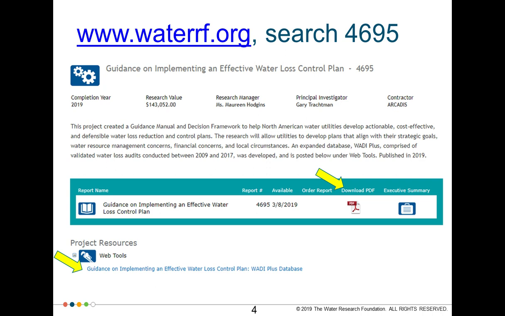And as a parting comment, water loss control is always evolving as we learn more. And I think a main point of water loss control and why it's important to utilities is that we want to make informed and cost-effective decisions for our ratepayers.